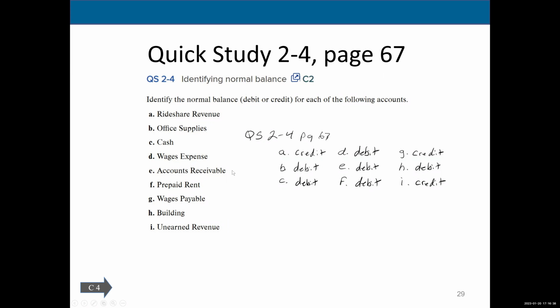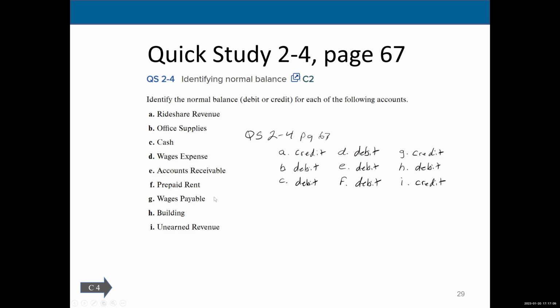E, accounts receivable. When you hear the word receivable, you know it's an asset. And asset is part of AID, so you increase it with a debit. Prepaid rent. When you hear prepaid, you know it's an asset. And asset is part of AID, so you're going to increase it with a debit. And there you go.